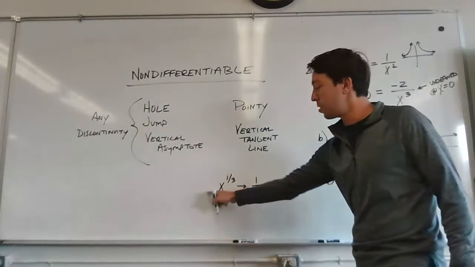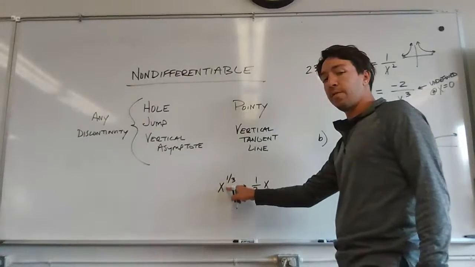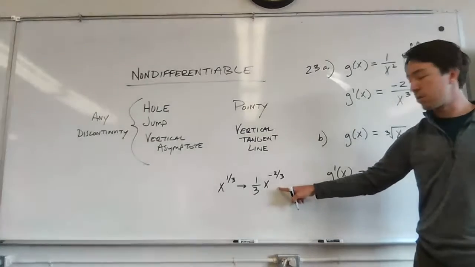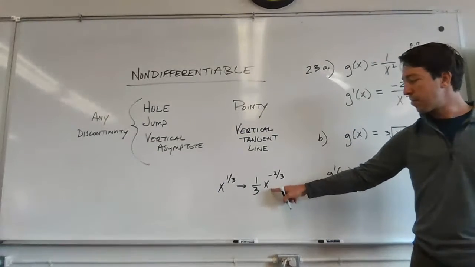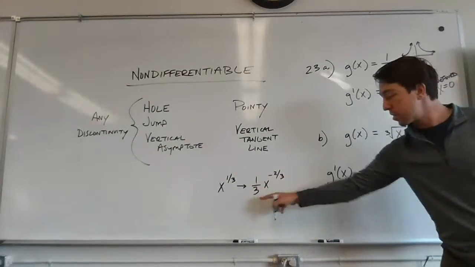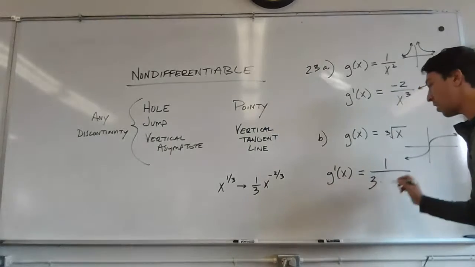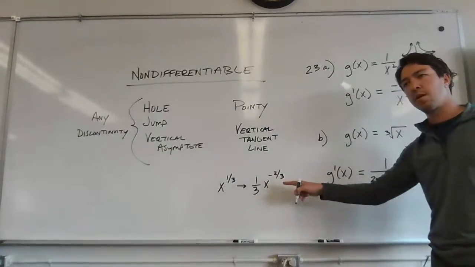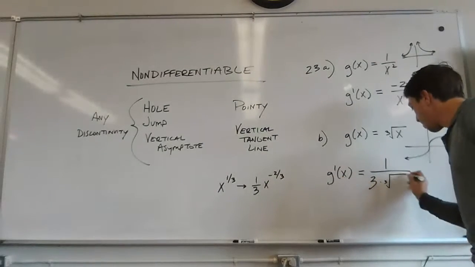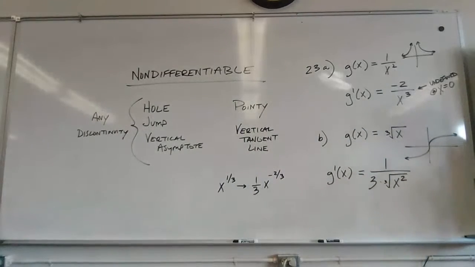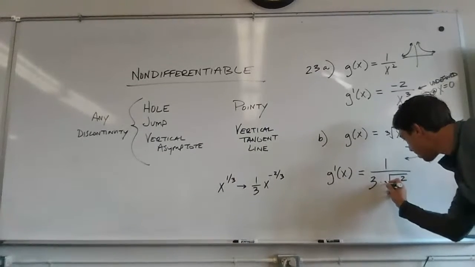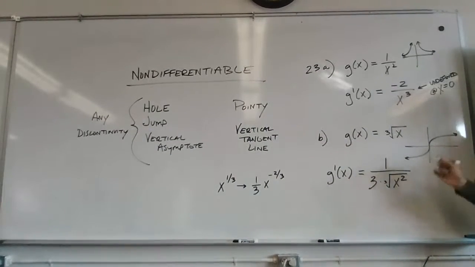So you bring the 1/3 down here, subtract 1 from the exponent, and you get negative 2/3 power. So there's your derivative. Can I rewrite that? Yeah, it's 1 over, this 3's on the bottom, 3 times is it cube root of x squared or square root of x cubed? Cube root of x squared, very good. So cube root of x squared, there we go. That's a little 3, by the way. Any questions? No?